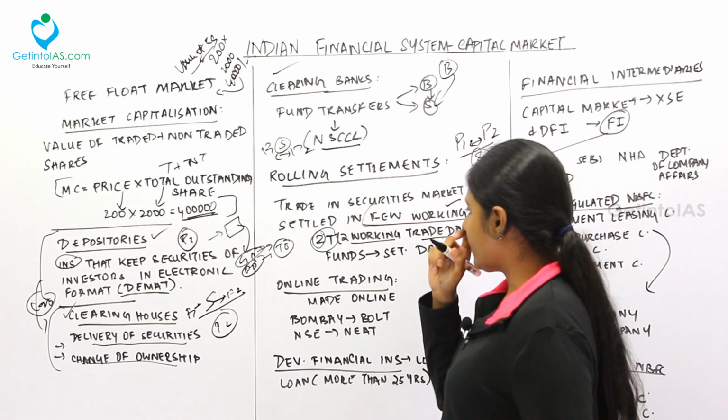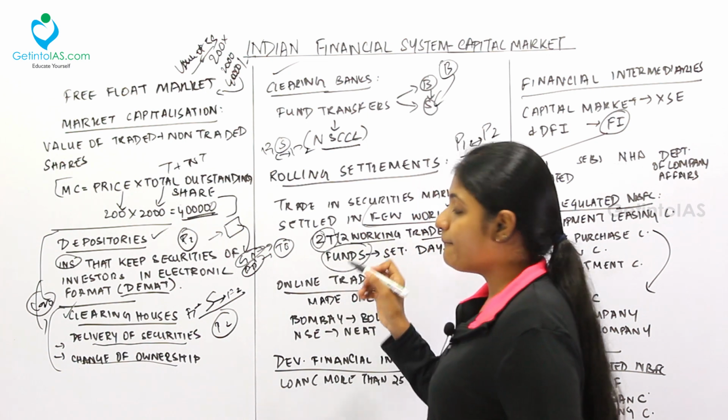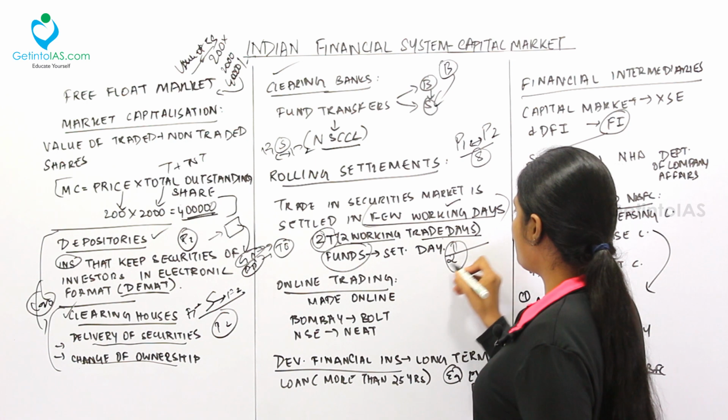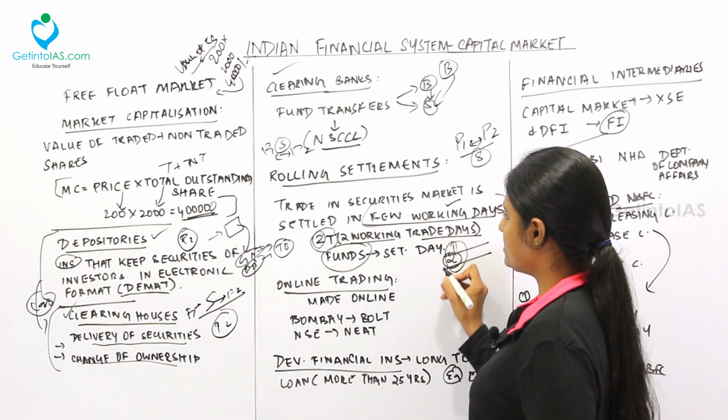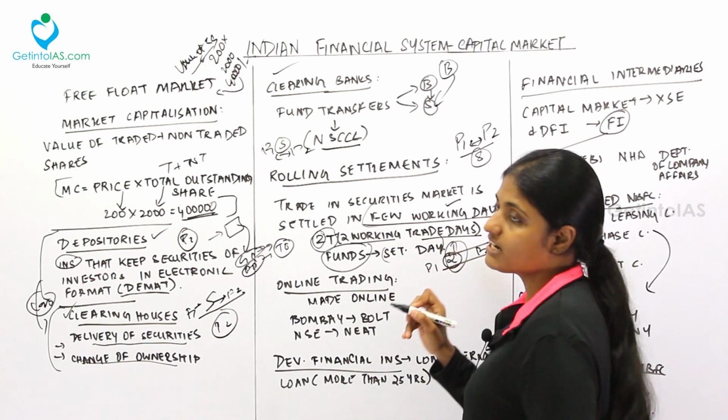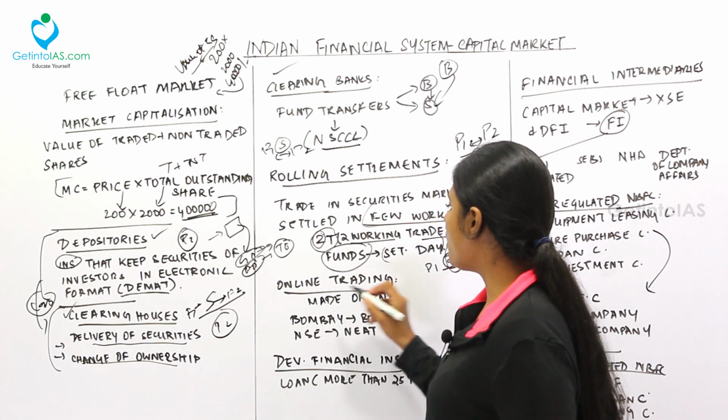Fine. Okay. So, the fund transfer that is happening on that day. See, at the end of this second day, there will be 2 days, right? Day 1 and day 2. At the end of this day, the fund will be transferred from person 1 to person 2. That is called as the settlement day. Fine. Next, moving to online trading.